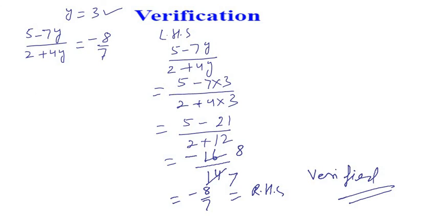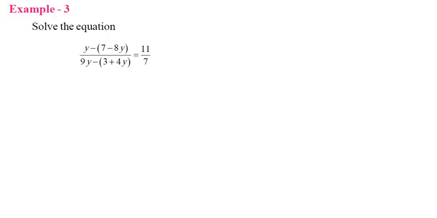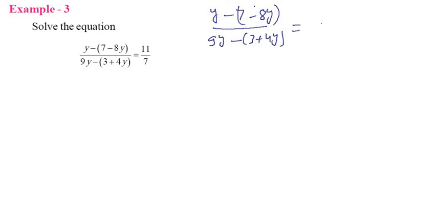Now let us see the next example, and that one is this one. So you can write here, it is y minus 7 minus 8y, and upon it is 9y minus 3 plus 4y, which is equal to 11 upon 7.